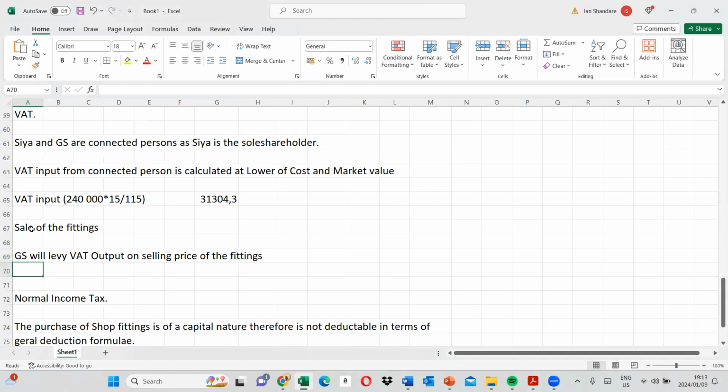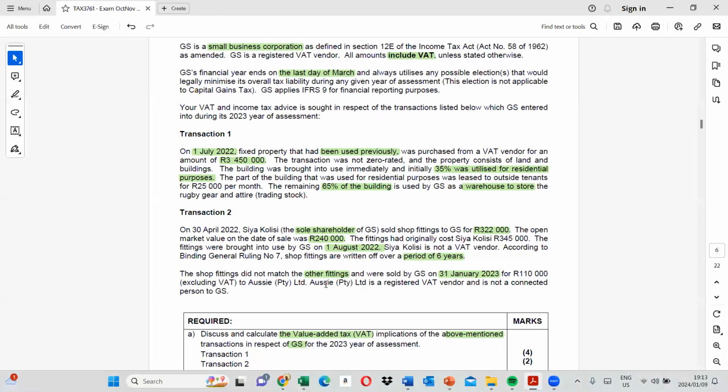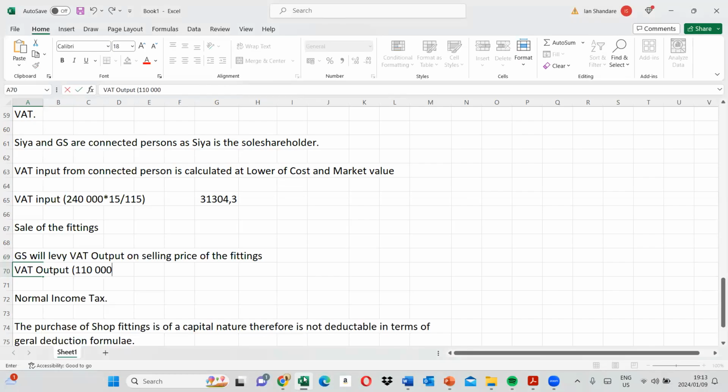So they sold the fittings. Remember, you claim VAT input when you buy, and VAT output when you sell. So let's now look at the VAT output that comes in regards to the sale. They're selling at how much? They're selling at 110,000, excluding VAT, which means now multiply by 15%. We don't use 115. Why? Because the amount does not include VAT.